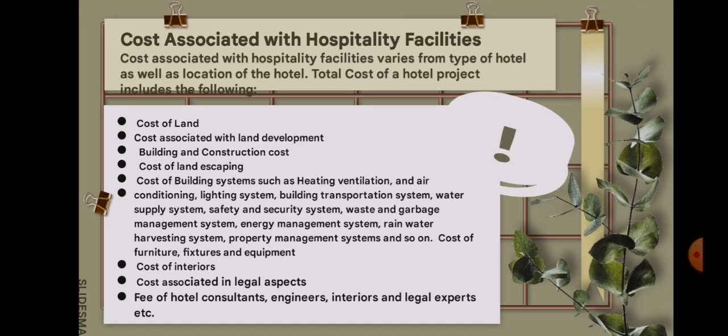cost of landscaping, cost of building systems such as heating, ventilation, and air conditioning, lighting system, building transportation system, water supply system, safety and security system, waste and garbage management system, energy management system, rainwater harvesting system, property management system, and so on. Cost of furniture, fixtures, and equipment. Cost of interiors, costs associated with legal aspects, fees of hotel consultants, engineers, interior designers, and legal experts. So we need to remember that these costs will only vary on the type of hotel and the location of the hotel.